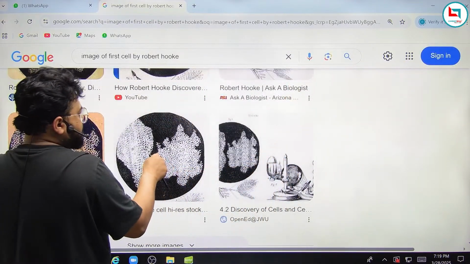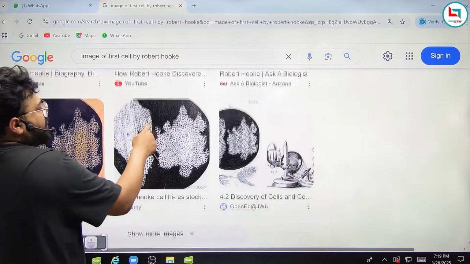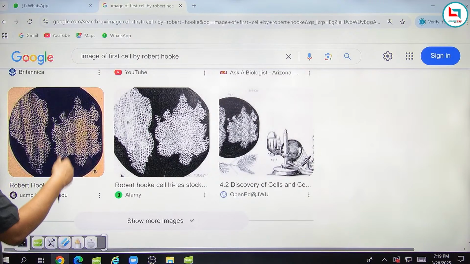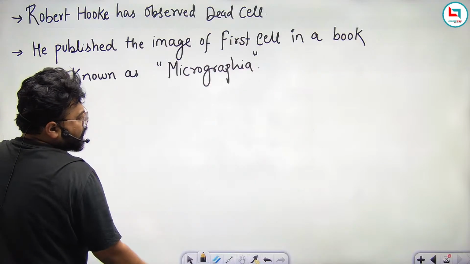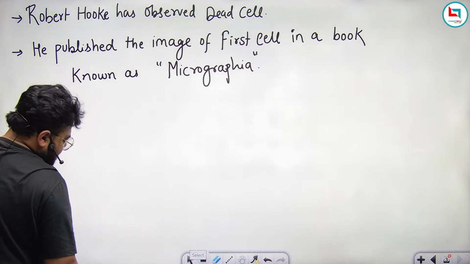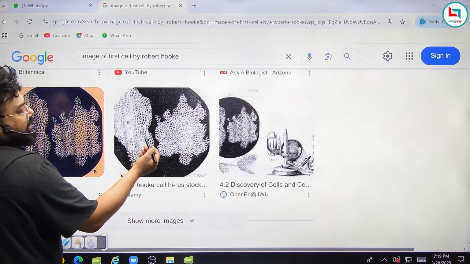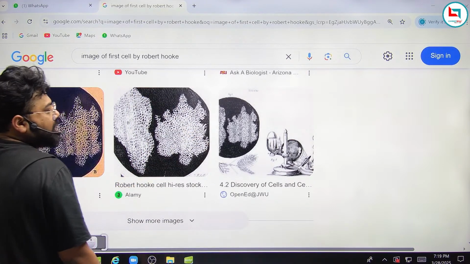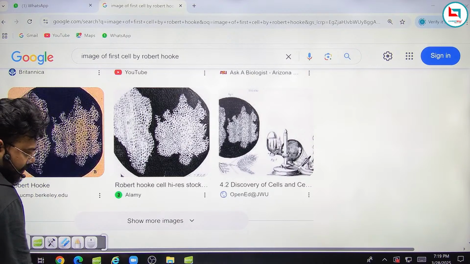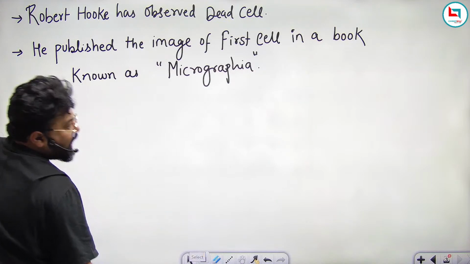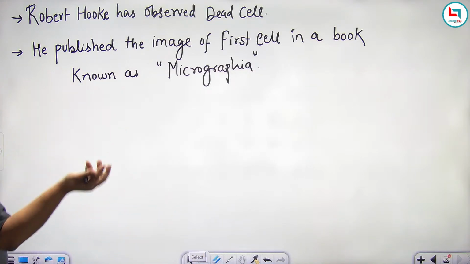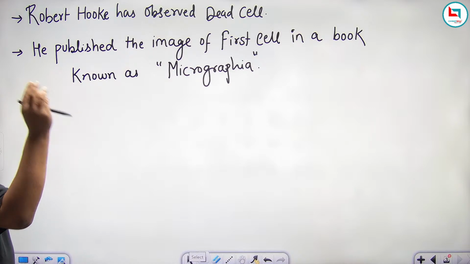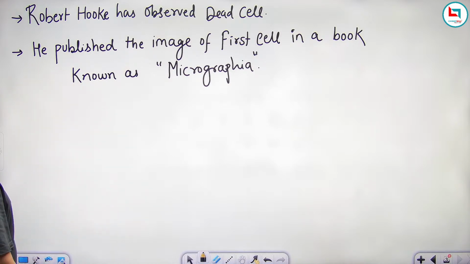These are the images of the first cells which were published in the book known as Micrographia, and these images give the appearance of a honeycomb-like structure, the hive formed by honeybees, or the home made by the honeybees.